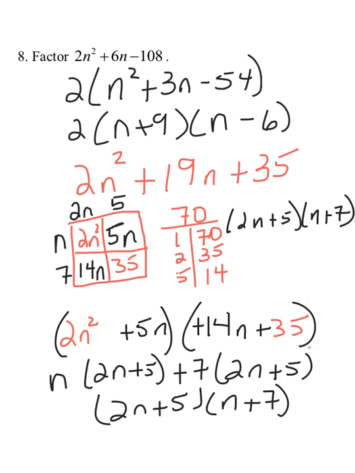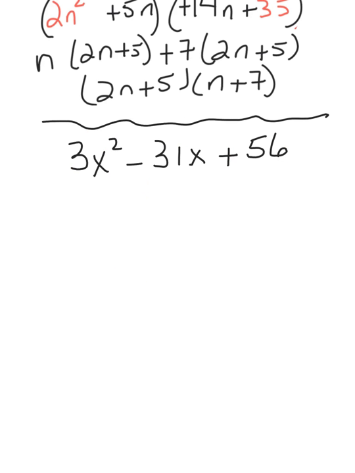Let's do one more example. In this example, I'm just going to use the box method. That's my favorite, that's the one I like, but if you don't like it, that's okay. You can use grouping, but I'm going to use the box method. I'm going to put my first term in my first box, my last term in my last box. Now I have to multiply 3 times 56, and I have to find all the factor pairs that will go into that number.